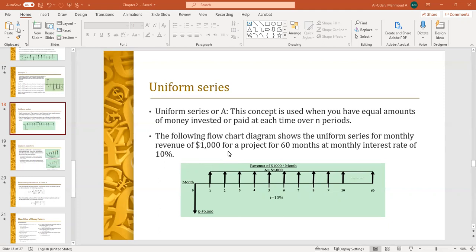And again, what we're trying to do is analyze the cash flow diagram because we need to better understand the situation. And when we better understand the situation, we could make better decisions. So again, the first notation is A. This is parameter A, or what we call the uniform series.